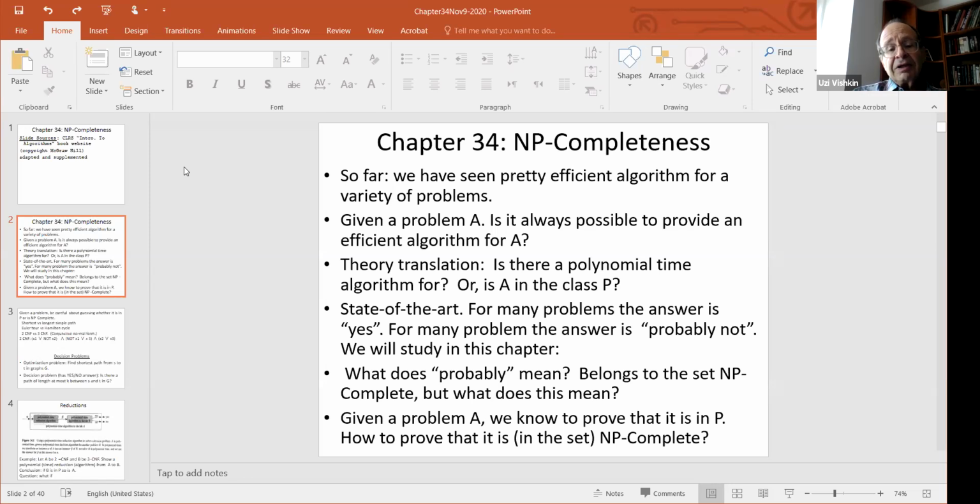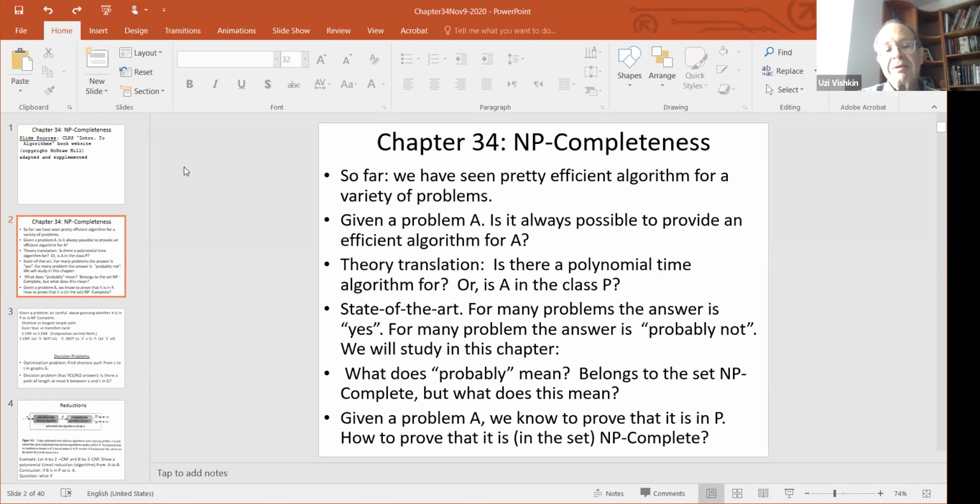And the question that is being asked at the outset in this chapter is, I give you a problem A, which looks the same as problems we have seen before. Here is the input, compute me, I don't know, find the shortest path, or sort the input, or whatever. And the question, is it always possible to give an efficient algorithm?